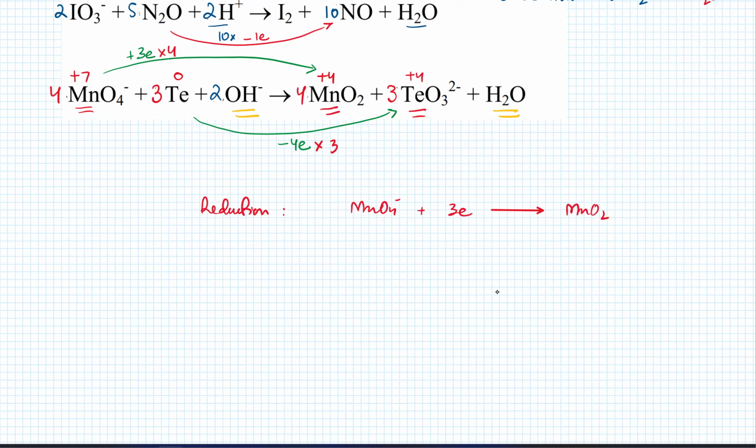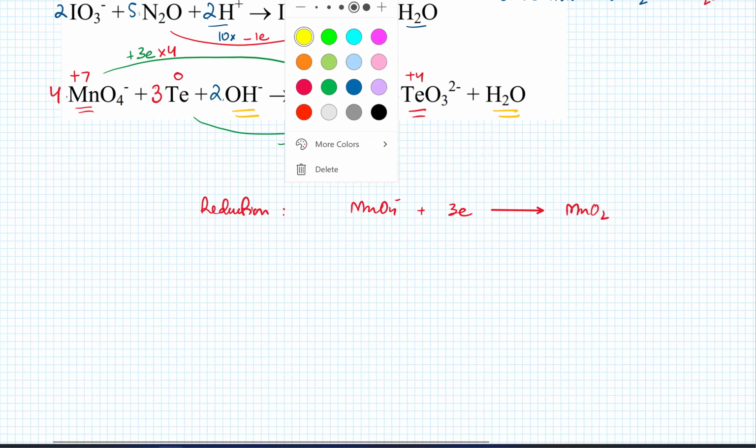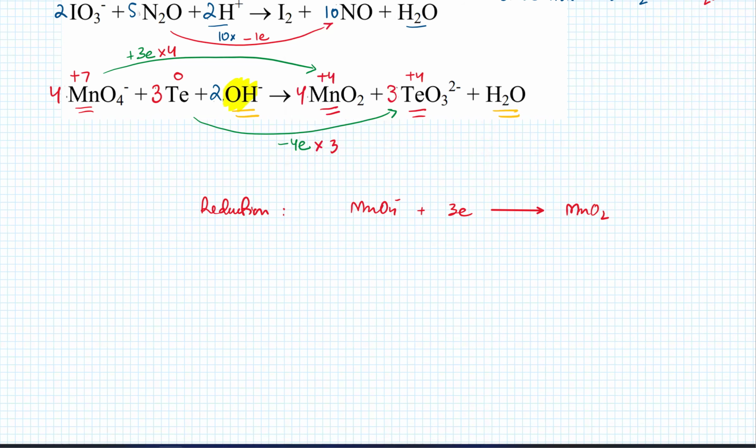So that's my reduction equation. I'm not adding the balanced equation; I'm just writing the half equation in the simplest form. MnO4 minus gaining 3 electrons to form MnO2. And it's not balanced. Remember, it's not balanced. The oxygens are not balanced over here. The equation has these OH ions and water molecules that are kind of redundant, so we'll be using those to balance it.